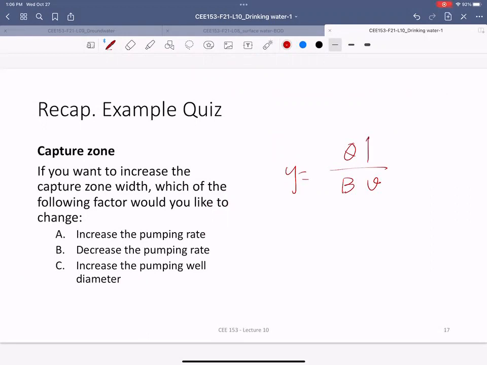So the obvious answer is flow rate. If you increase the pumping rate, you are going to capture much wider areas. If you increase the pumping well diameter, just increasing the well diameter doesn't change anything, because the water is just going to stay there. How quickly you can take water out of those areas is what draws more water from the surroundings. Okay, so the answer is A.